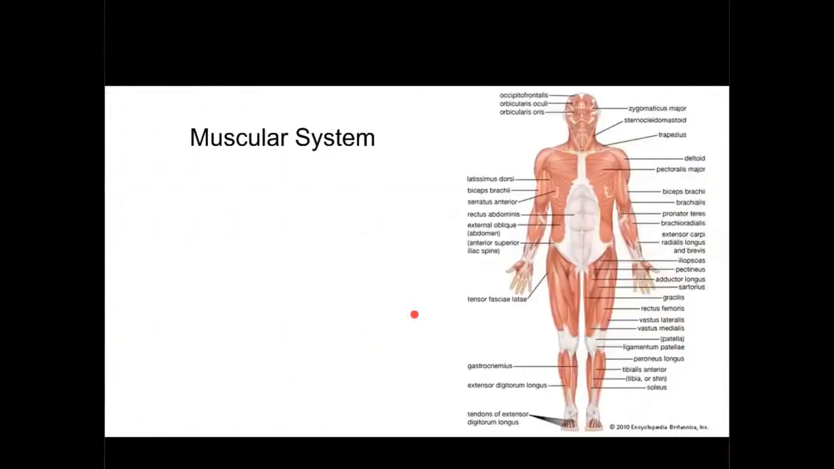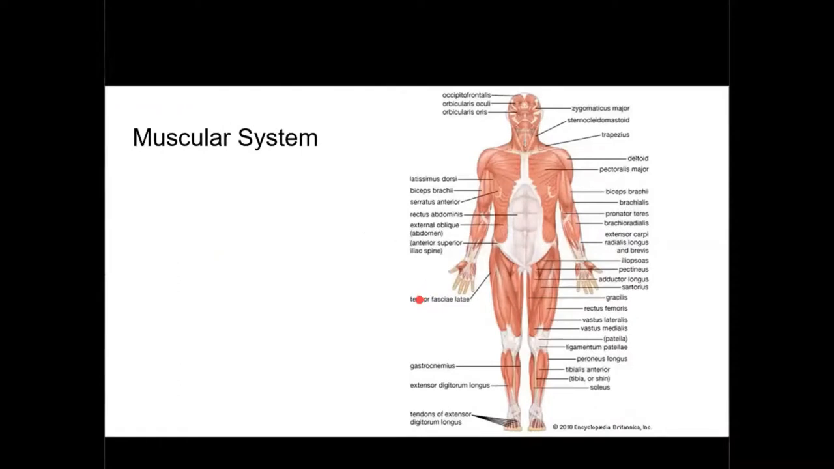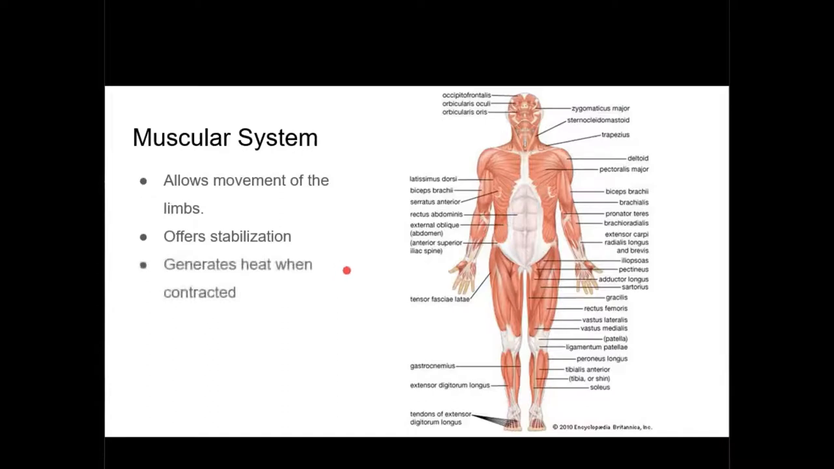Okay, now we're going to talk about the muscular system. So the muscular system allows for the movement of the body. It also offers stabilization and generates heat for the body when it's cold. Or, for instance, when you're sick, it generates heat so it can help fight off infection. So for this system, I recommend that you learn the major muscles of the body, but not really learn all the little muscles in the body.